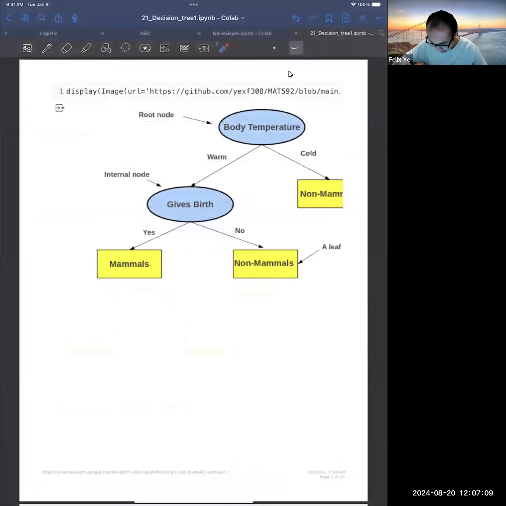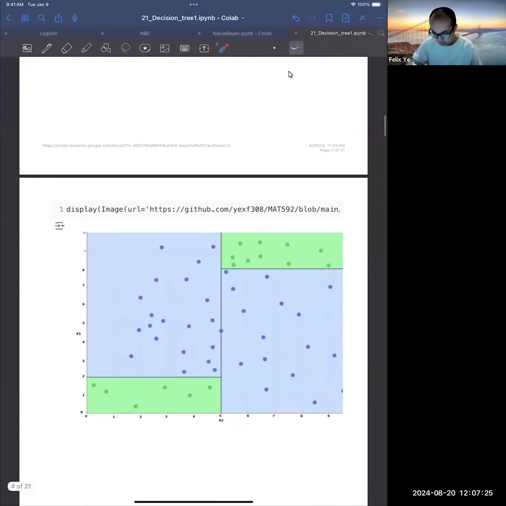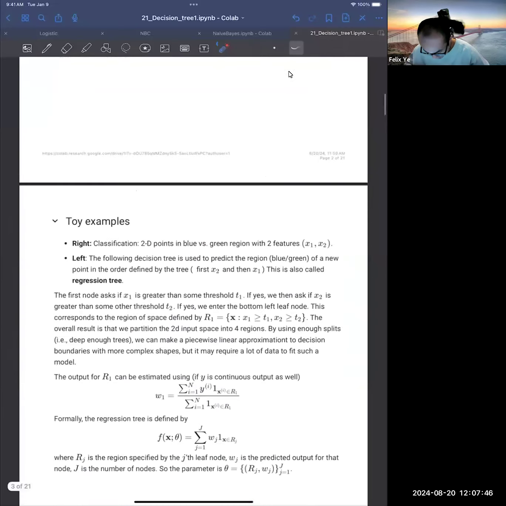Okay, so let's go back. Also here I want to give one simple example where I want to classify 2D points, blue and green, with two features. So this is a 2D plane I want to classify. You can see everything here will be blue, and everything here will be green. I want to classify everything into blue and green. And obviously this is not perfectly linearly separable. It's not that straightforward to do so.